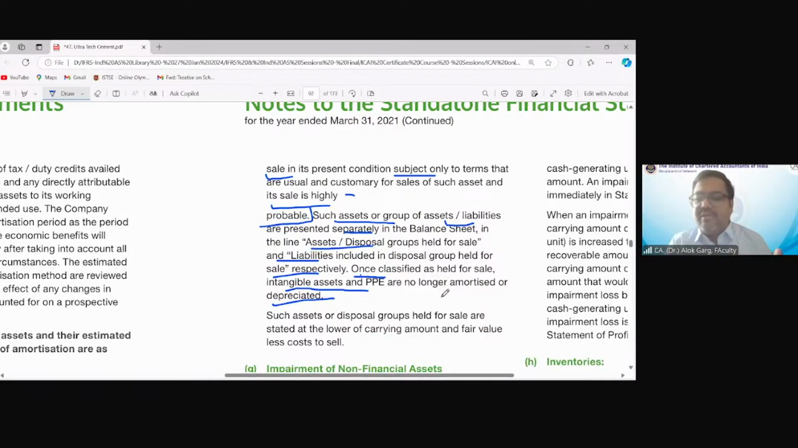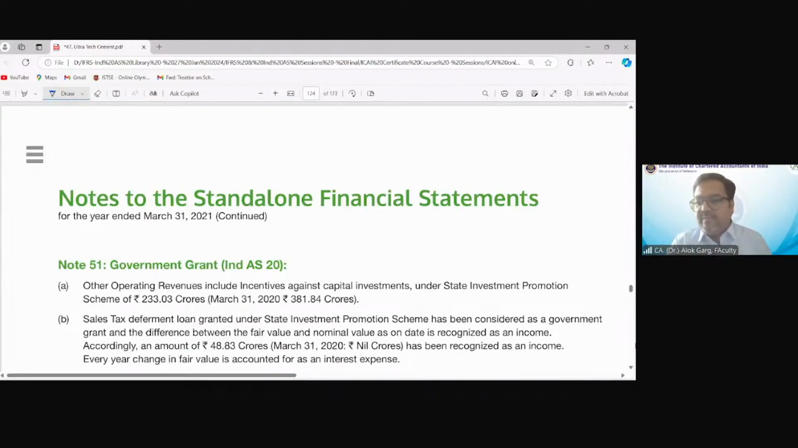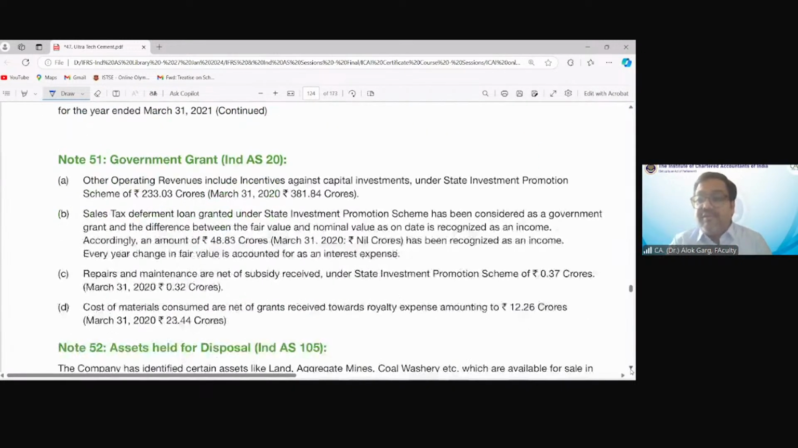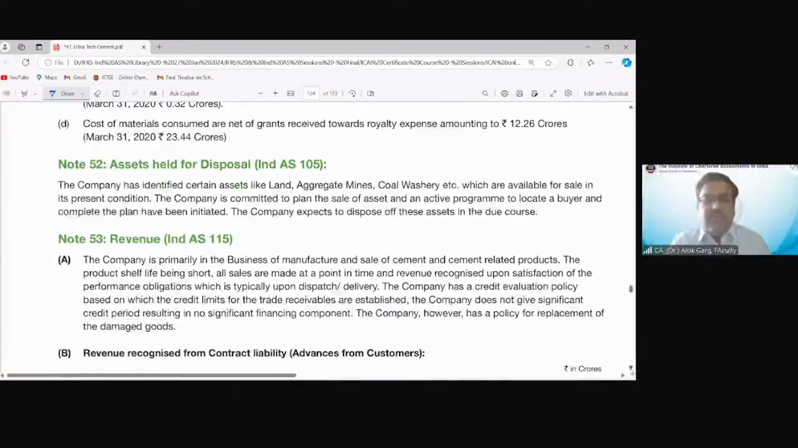The next part I have not discussed, so you are not required to read it. Now I am taking you to note number 52. Shall I show you note number 52? And this is your Nifty 50 company, Ultratech Cements. What is written in note number 52? Can you please read this note number 52?